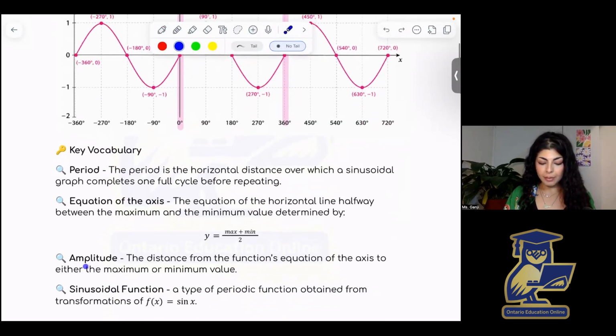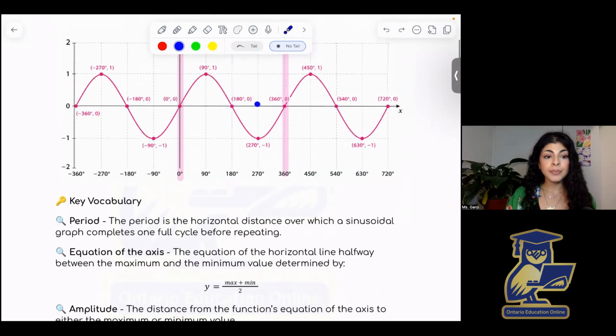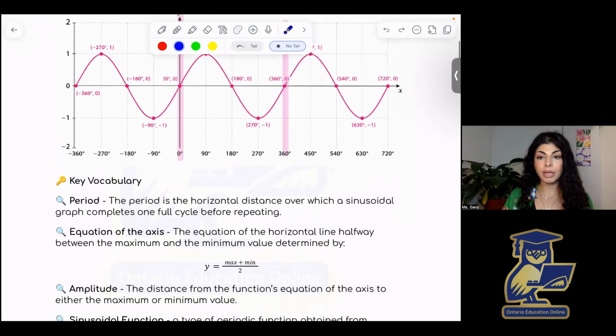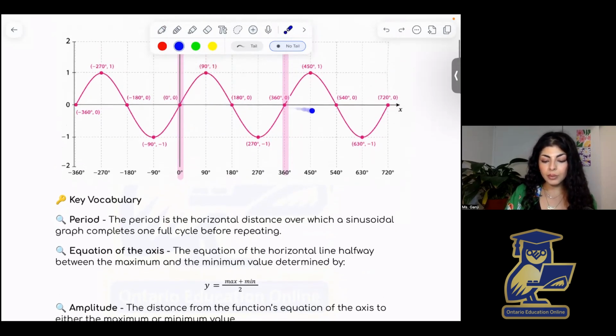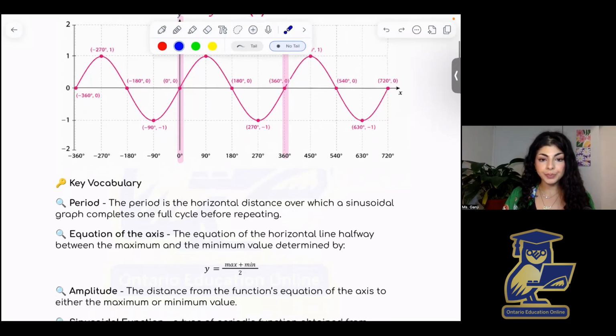Next, we also have amplitude. Amplitude is the distance from the function's equation of the axis, so from that middle line, to either the maximum or the minimum. Because the equation of the axis is the halfway point, it doesn't matter if you look at it from this line to the maximum or to the minimum. This distance is 1, this distance is also 1. So the amplitude, regardless, will be 1 in this case.